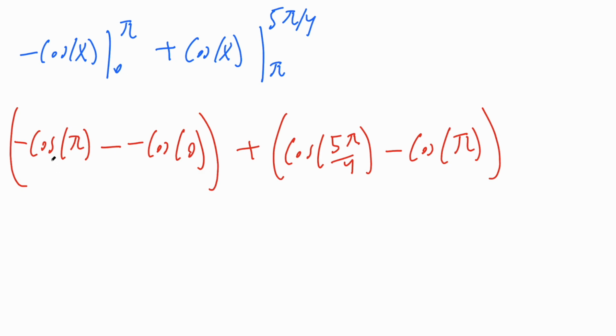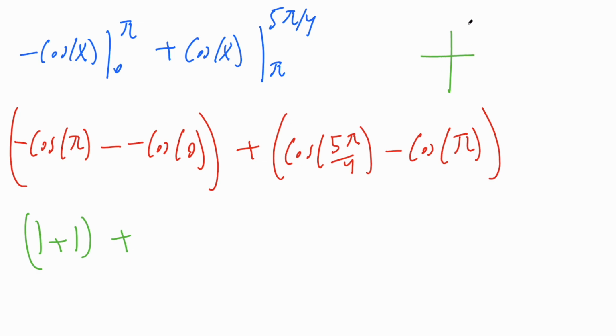So now we have to do each piece. So cosine pi is negative 1, but you have a negative right here, so it becomes a positive 1. A minus minus is positive, so plus, and cosine 0 is 1, so we have plus 1, plus, let's do this piece. Again, cosine 5 pi over 4.